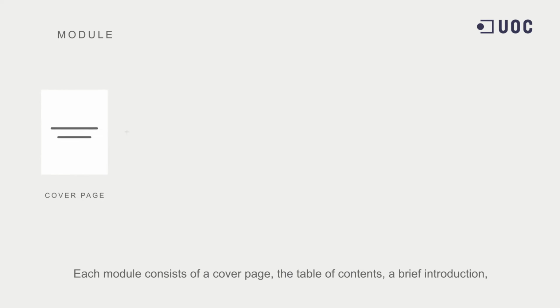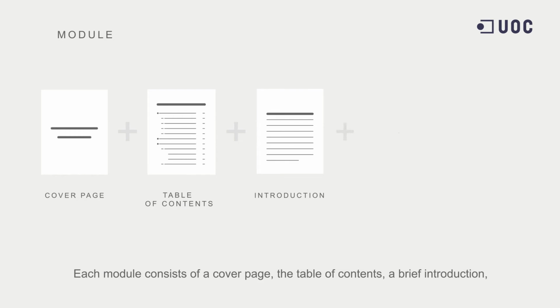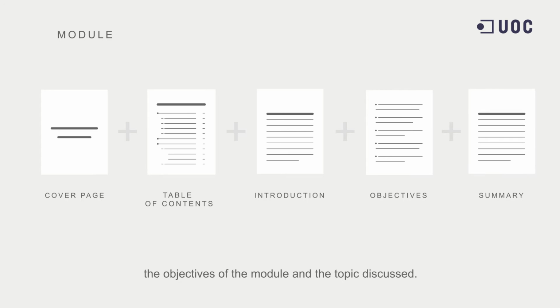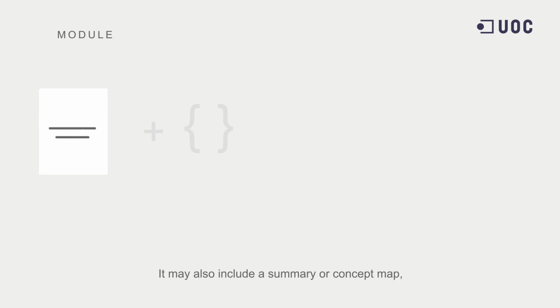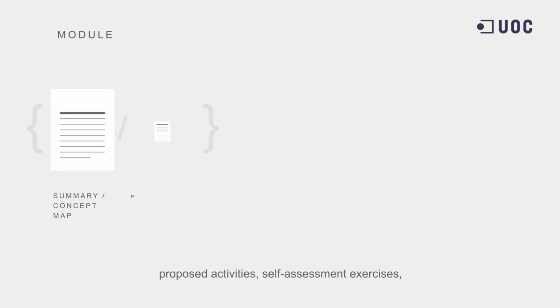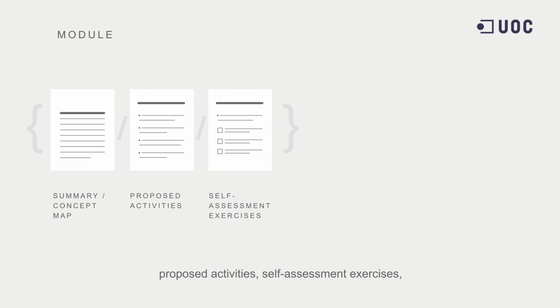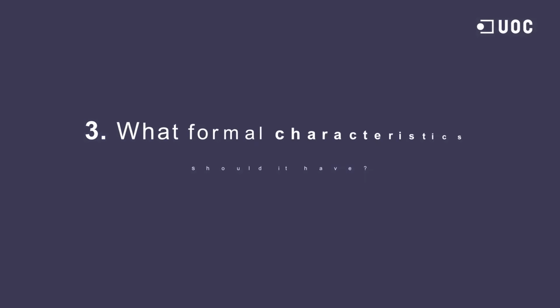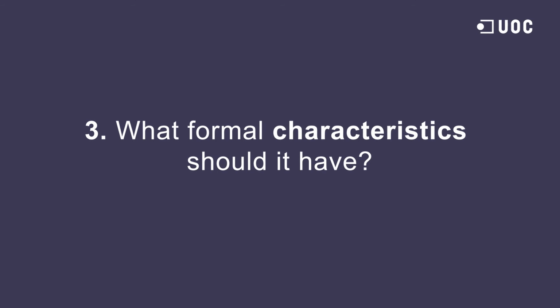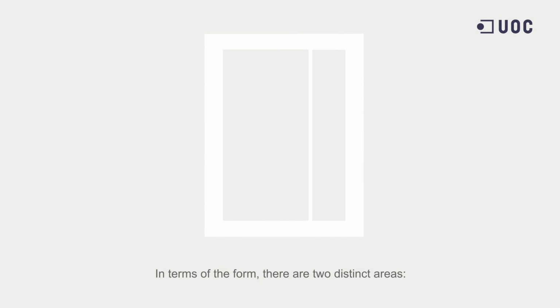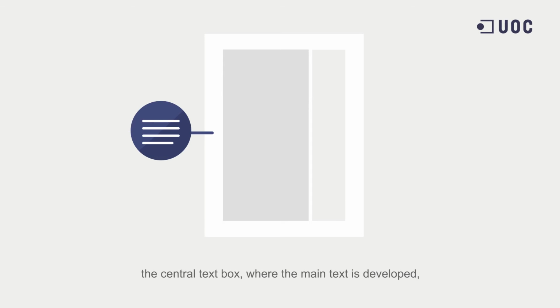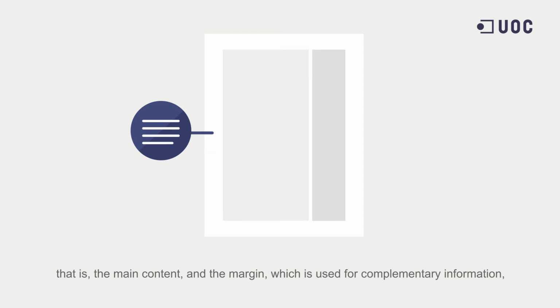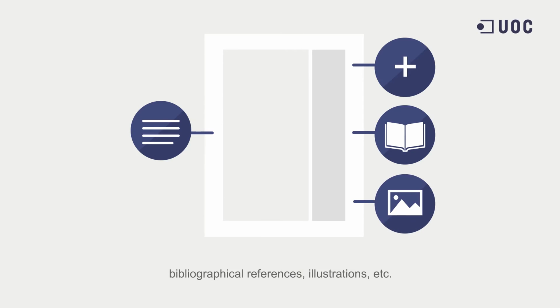Each module consists of a cover page, the table of contents, a brief introduction, the objectives of the module, and the topic discussed. It may also include a summary or concept map, proposed activities, self-assessment exercises, a glossary, a bibliography, or appendices. What formal characteristics should it have? In terms of the form, there are two distinct areas: the central text box where the main text is developed, that is, the main content, and the margin, which is used for complementary information, bibliographical references, illustrations, etc.